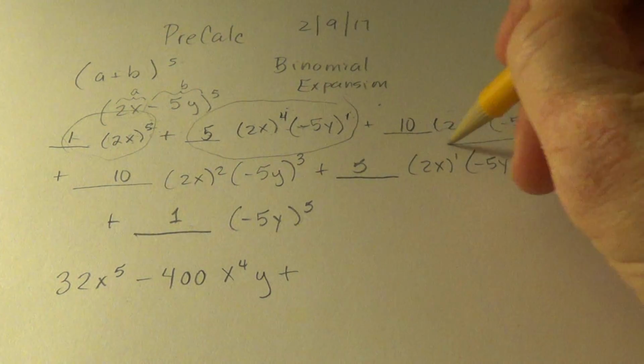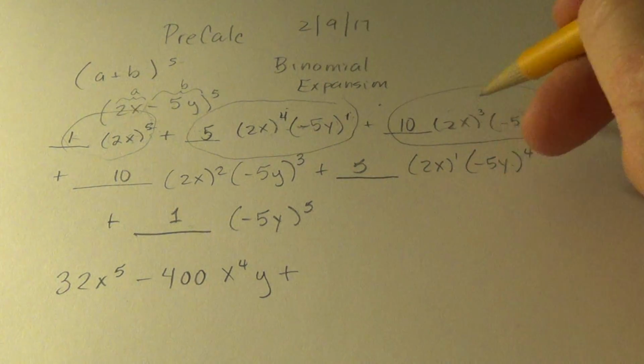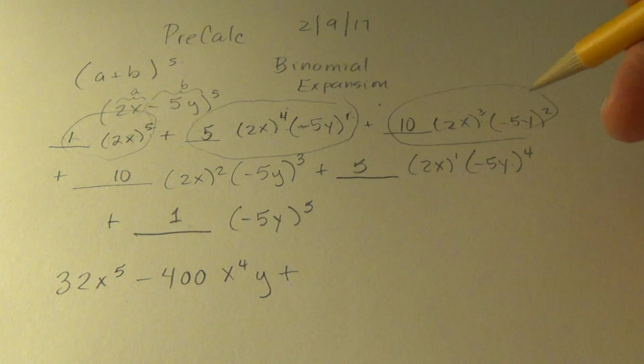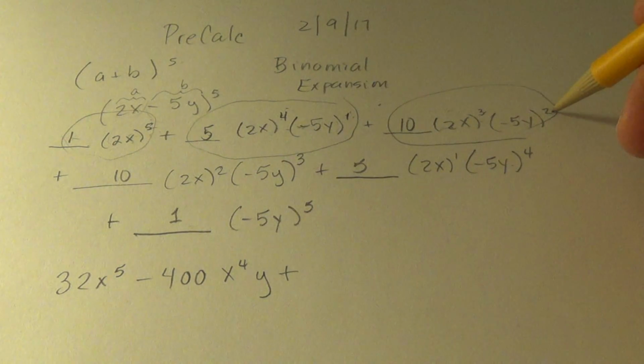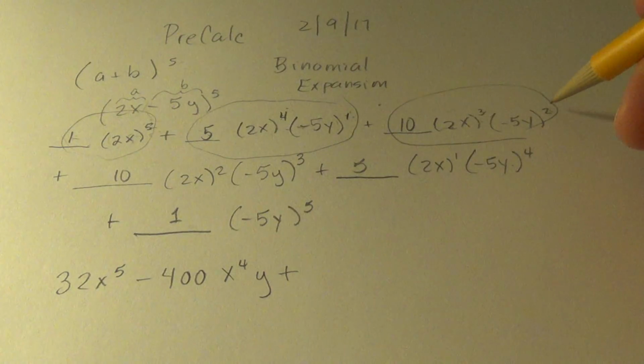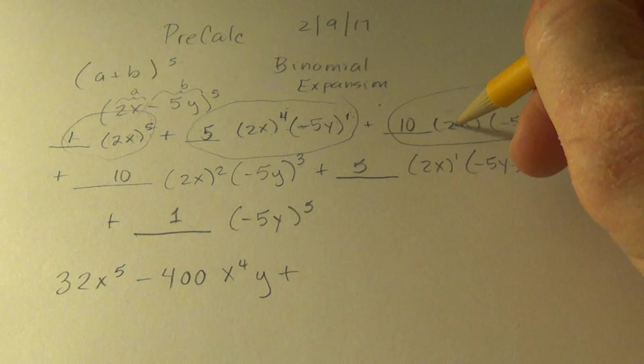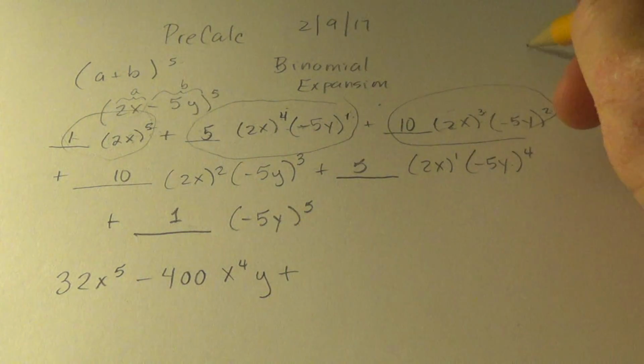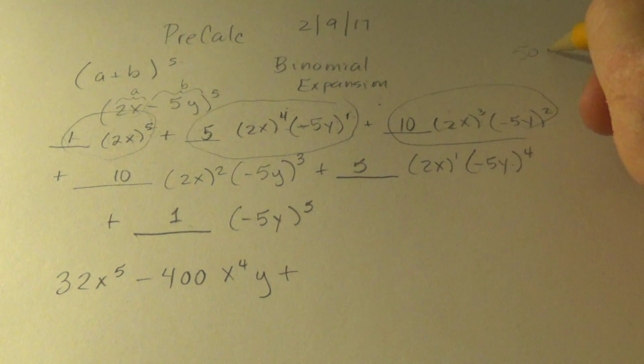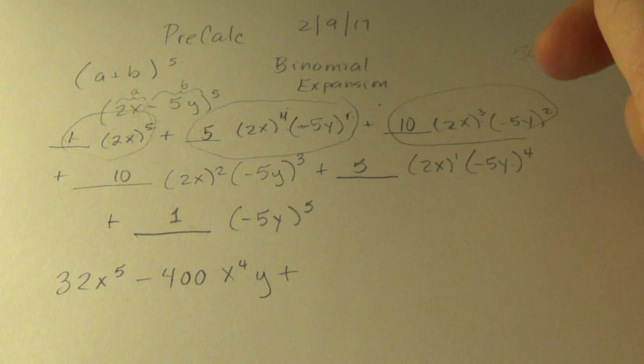So here we have to raise 2 to the 3, which is 8, and negative 5 to the 2, which is a positive 25. So we have 25 times 2 is 50. 50 times 2, 50 times 10 is 500. That's not what I got before.